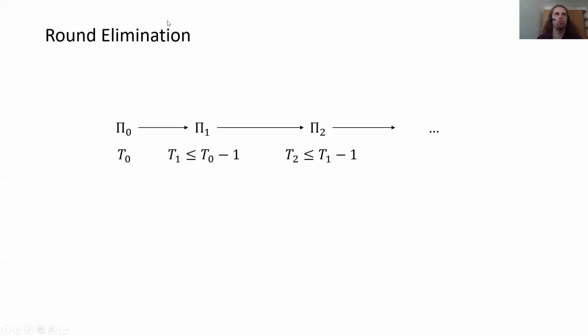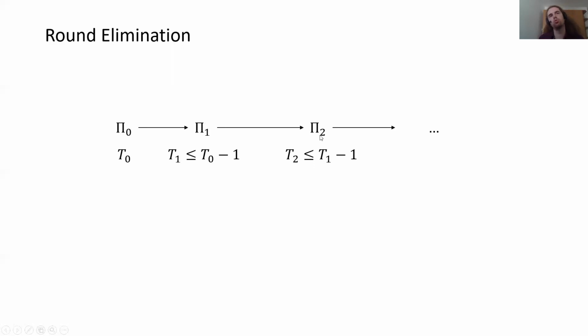All right, so one of the main techniques we use in our work is the round elimination technique, which roughly speaking has the following idea. Say we want to prove a lower bound for some problem pi 0. So we want a lower bound on the complexity T0 of this problem. The idea in round elimination is that we first find another problem pi 1, for which we can show that the complexity of this problem is at least 1 round less than the complexity of this problem.